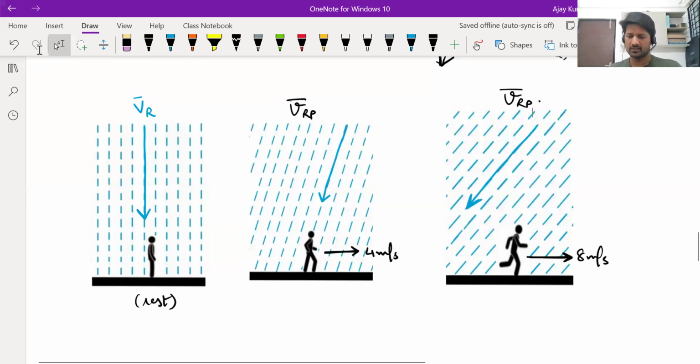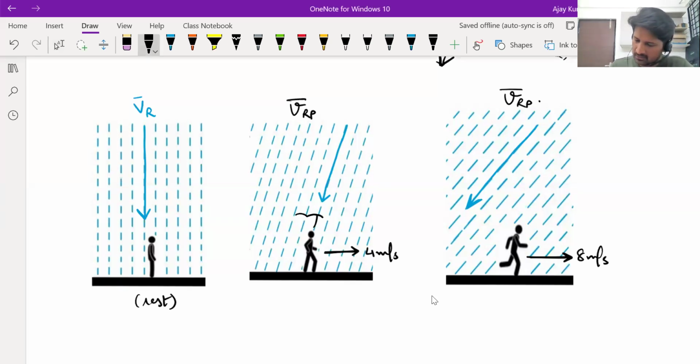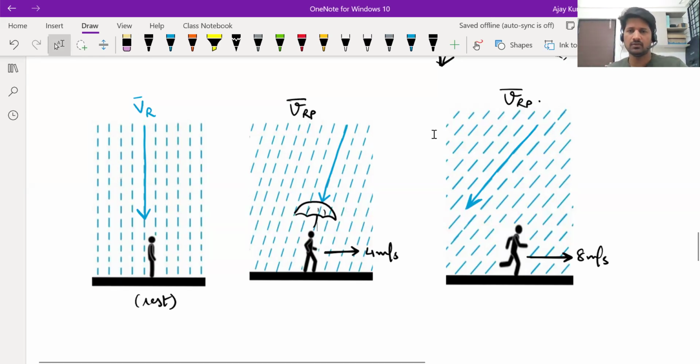Fine. And the calculation also tells us the same thing. So depending on how the person is moving, how the rain appears to fall changes. You'll have to know how to answer questions based on all this. Like depending on the person's speed, at what angle the rain appears to fall, at what angle the person needs to hold the umbrella to protect himself or herself, or at what angle or speed the person needs to move such that rain appears to fall at a particular angle. Such questions you need to know how to answer.